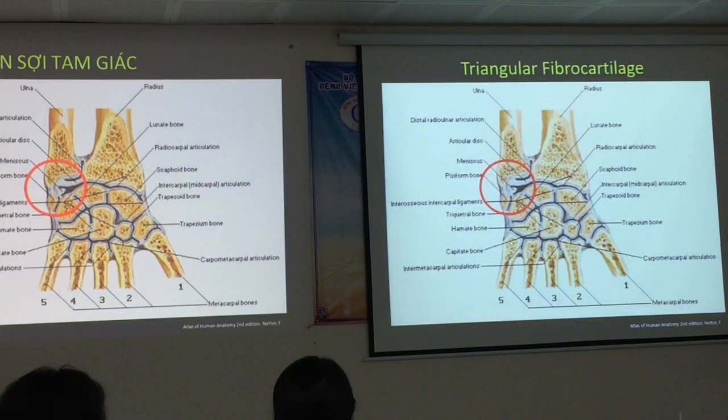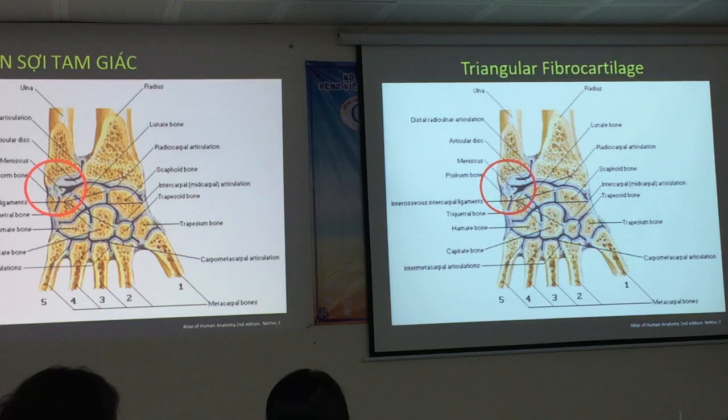Another important structure that we can only see a little bit of on ultrasound, and MRI is much better at looking at the deep portions of, is the triangular fibrocartilage. And its main function is to provide stability to the ulnar aspect of the wrist. And it absorbs the mechanical forces due to wrist axial loading. So it's like a shock absorber to the wrist.